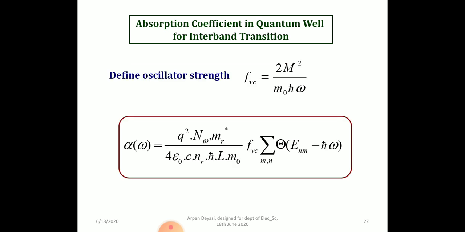And if you consider the oscillator strength, what is the oscillator strength? That's a very important question at this time. Oscillator strength is nothing but the probability of transition from one quantum well state to another. And naturally, if you calculate your oscillator strength, 2M²/(m0ħω), which is for a quantum well, then if you substitute, you will get the modified expression of the absorption coefficient. So absorption coefficient and oscillator strength are proportional to each other, and more oscillator strength means more absorption is possible for that quantum well.